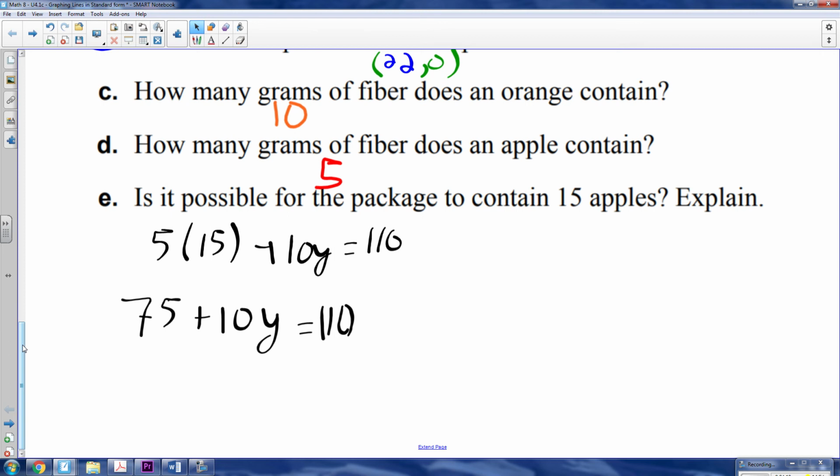So that's a word problem with x and y intercepts analysis, that type of thing. Hopefully that made some sense.